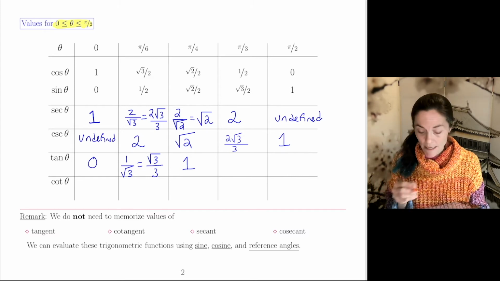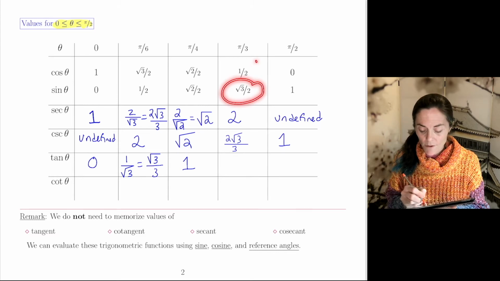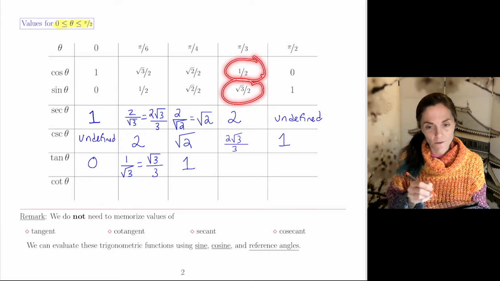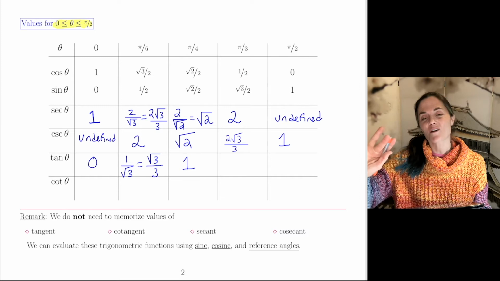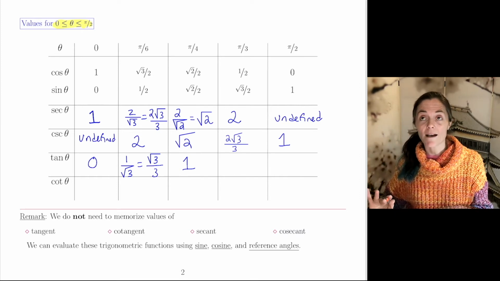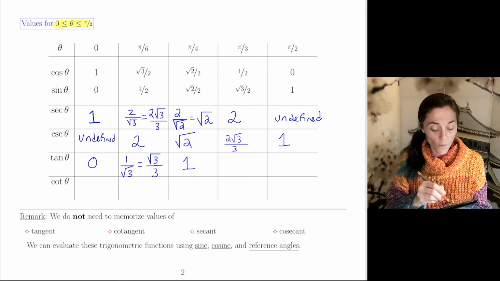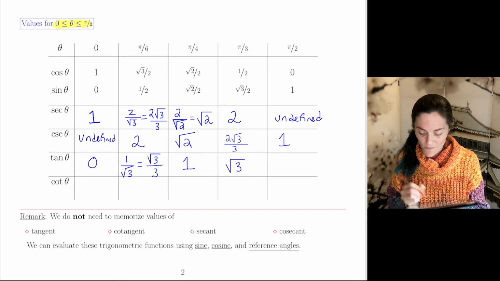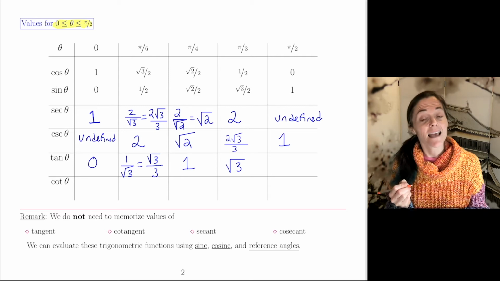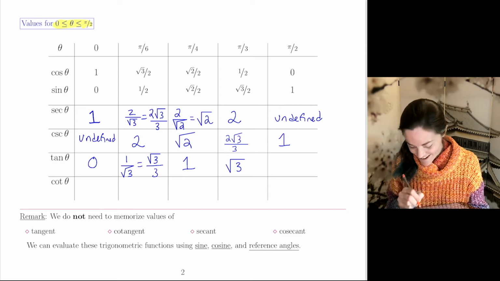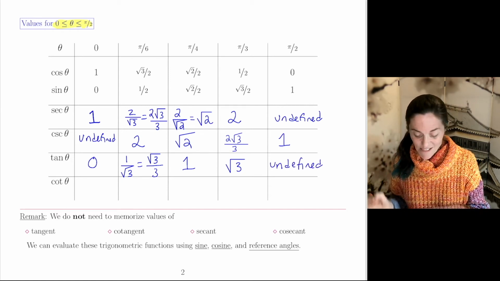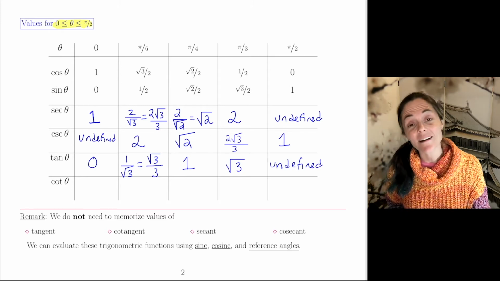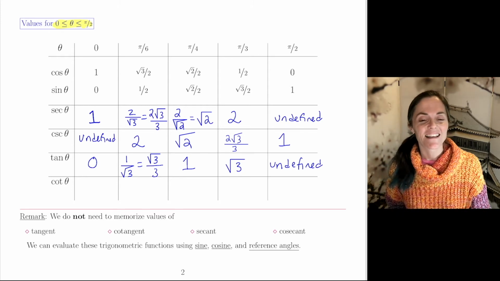Tangent of pi over 3. We take sine pi over 3 divided by cosine pi over 3. This will be square root 3 over 2 divided by 1/2. When you invert and multiply the 1/2, we just get the square root of 3. And here, sine over cosine, 1 over 0, this is undefined. So you see, the tangent of pi over 2 is undefined.